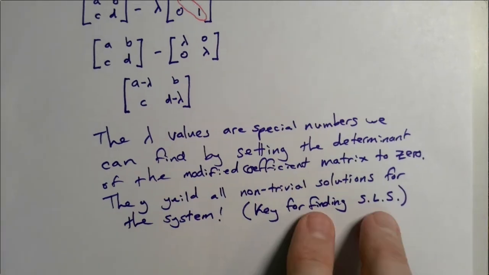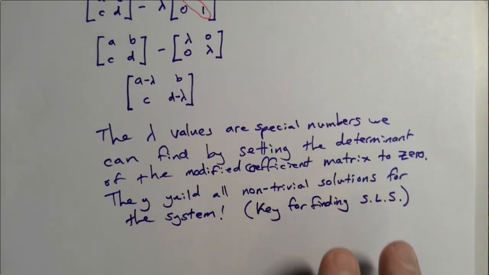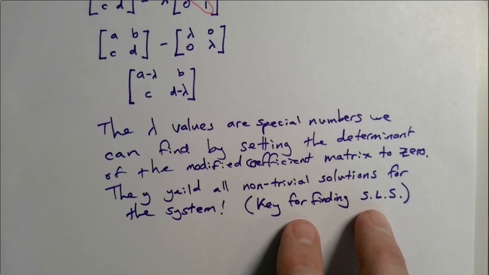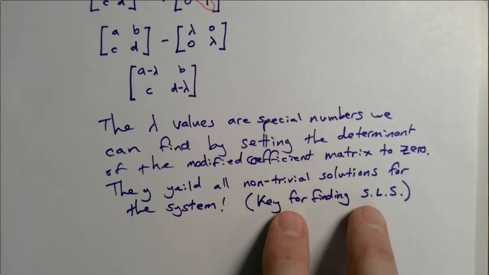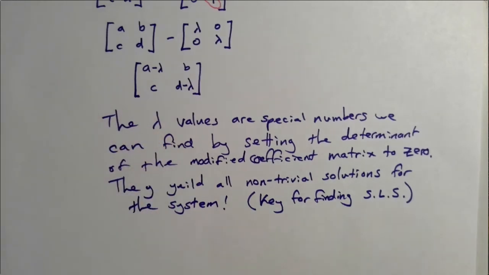We're on the hunt for the straight line solutions because if we can find these, we can rewrite the entire general solution for the system. So if we can find the straight line solutions, then we can write the general solution. And we can find those straight line solutions by figuring out these lambda values. And that's kind of how this all fits together.